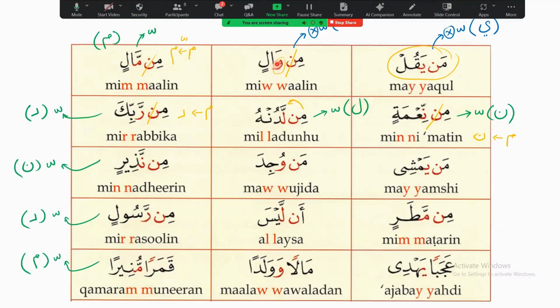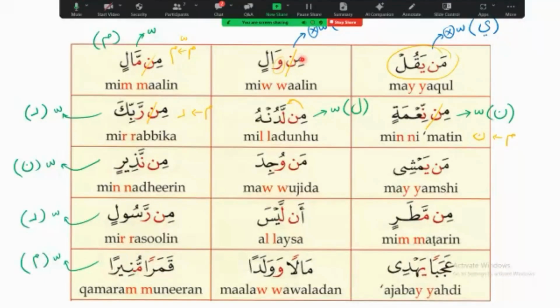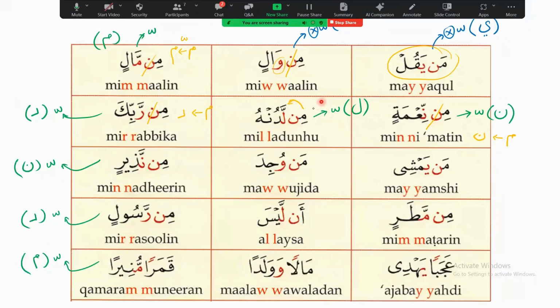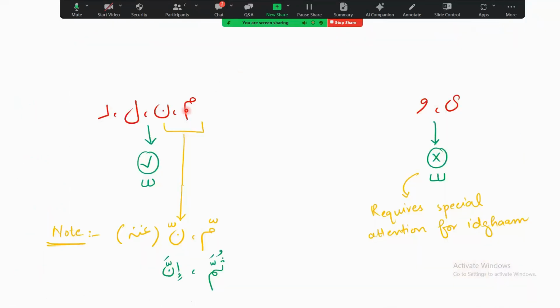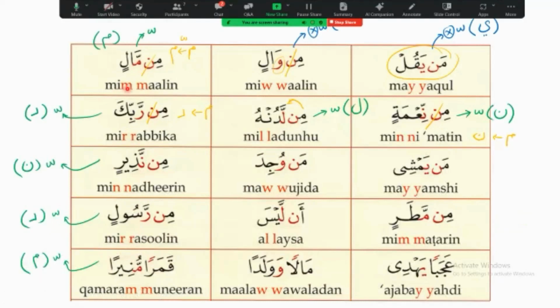So the shadda symbol can help you remember that we are supposed to do idgham. When shadda is there on wow, we can say that we will enter the meme into wow here. But the shadda symbol is not mentioned in case of wow and ya. However, in case of meme, noon, lam, and ra, after the noon sakin and tanween, you will find a shadda symbol written as well. Let's see again here. In the third example, on the meme letter, you find a shadda symbol.